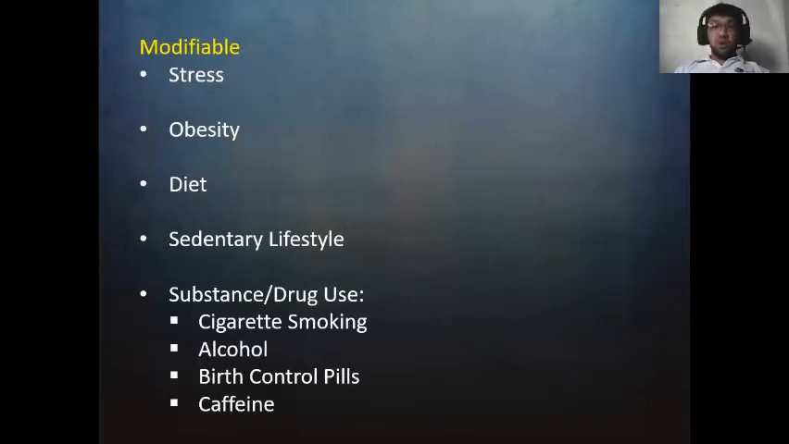Substance or drug use as well can contribute to the development of hypertension, such as cigarette smoking, alcoholism, those who are using birth control pills, or those who are addicted to caffeine, like me. Sometimes my blood pressure is going to shoot up due to too much caffeine in my blood. I drink around 4 to 5, not cups, but mugs of coffee. And that's not just instant coffee, that's brewed coffee per day. So sometimes my blood pressure shoots up. So I need to watch that out. I'm controlling my caffeine intake now to just 1 to 2 mugs per day, unlike before.